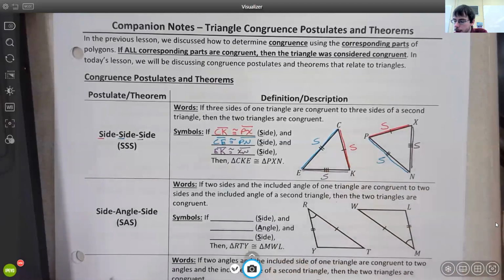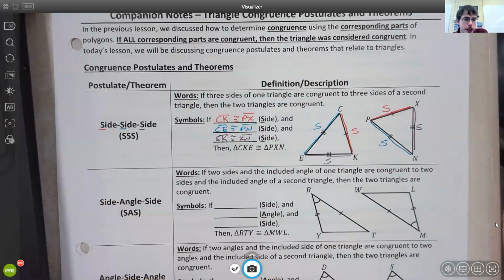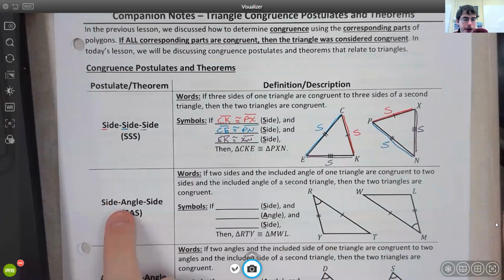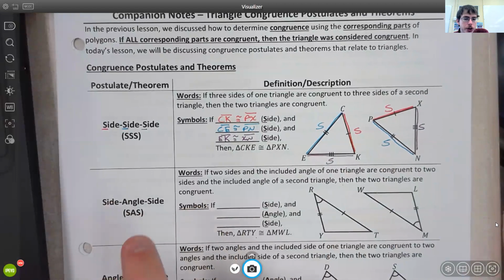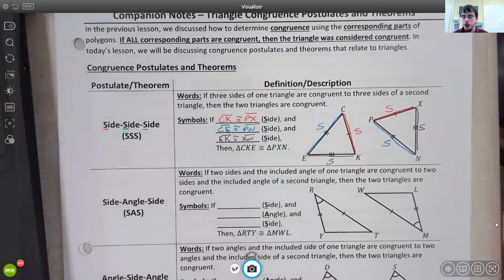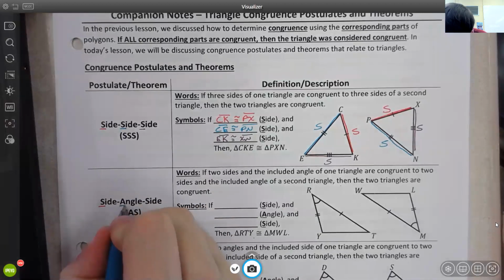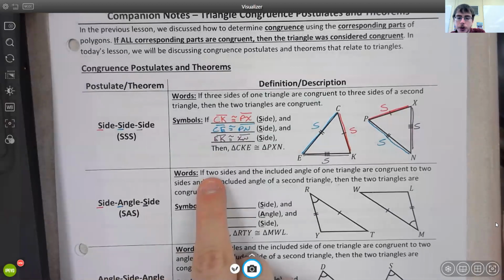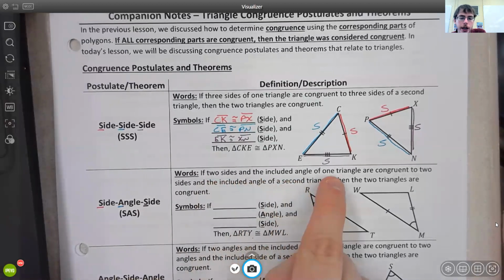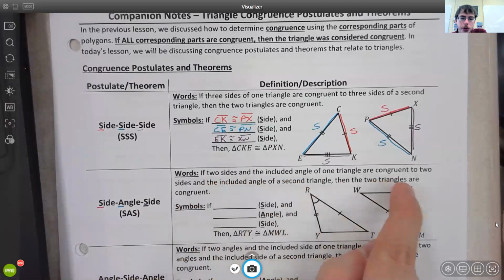Okay, so let's look at the next thing. Next one is side, angle, side. Now I'm going to point out something here, is that the order of these is very important. Okay, we're going to talk about why when we look at this, but the order in each of these postulates is incredibly important to identifying the correct postulate or theorem to use. So we have side, angle, side here. And so if two sides and the included angle of one triangle are congruent to two sides and the included angle of a second triangle, then the two triangles are congruent.